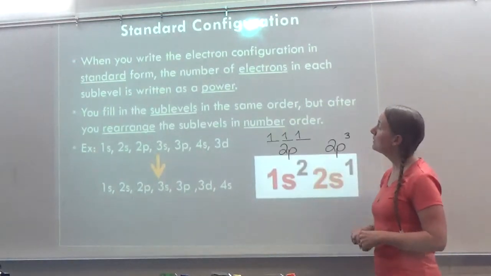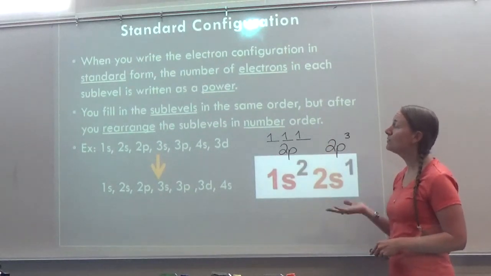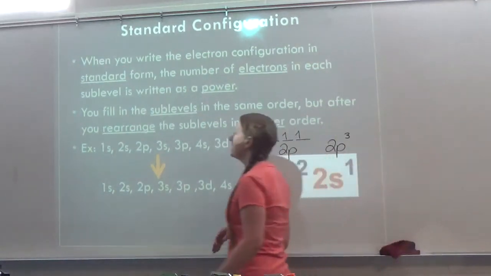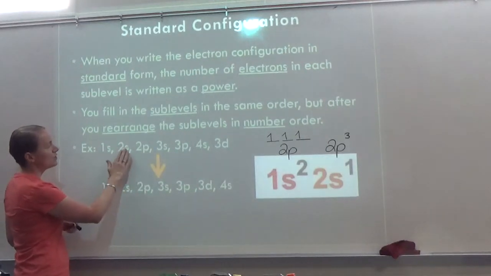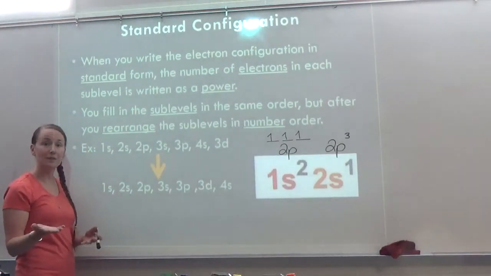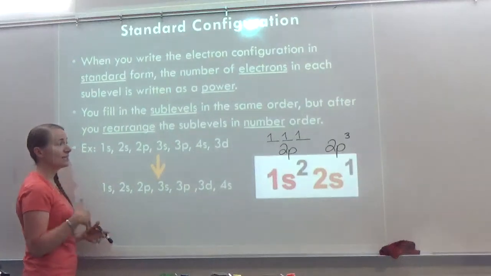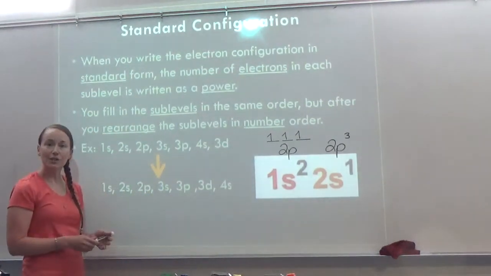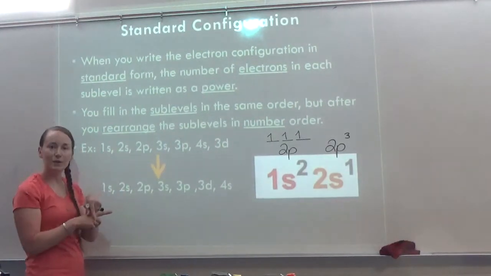You fill the sublevels in the same order that follows the periodic table, but afterwards we rearrange the sublevels to be in number order. That's kind of confusing in the beginning, but once you see a few examples, it'll be fine. Like if we're filling in, we're going to go 1s, 2s, 2p, 3s, 3p, 4s, 3d. That's the order on the periodic table. But when you do it in standard configuration, it's common practice to then rearrange and keep 3s, 3p, 3d together. But don't fill them in this order. You still follow the periodic table, but then we'll rearrange it at the end.